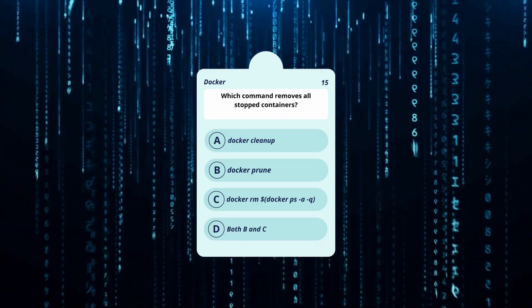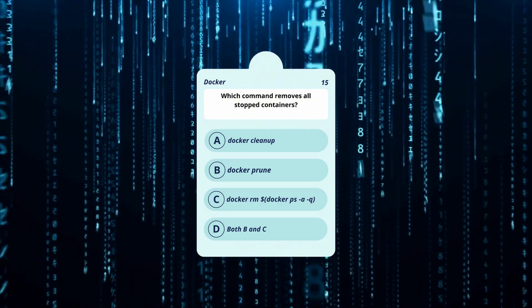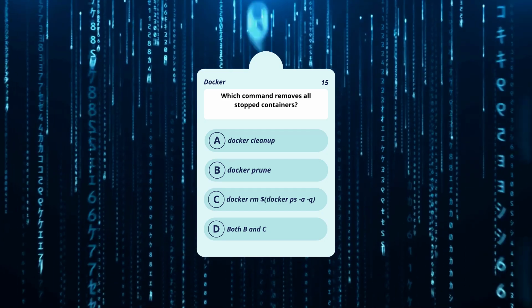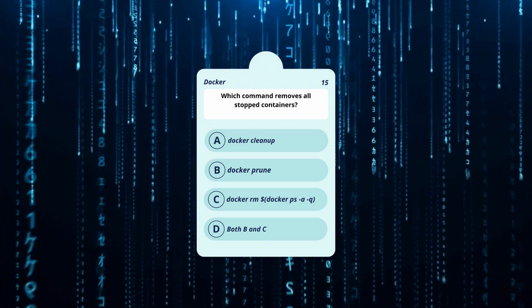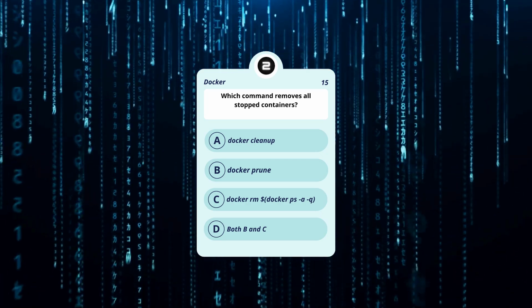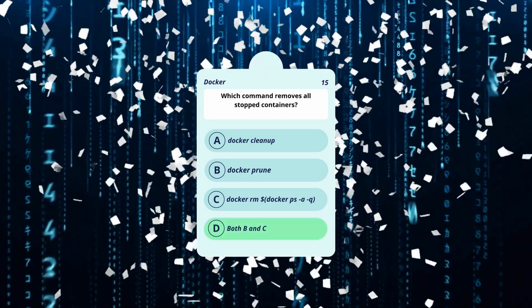Which command removes all stopped containers? A. docker cleanup. B. docker prune. C. docker rm $(docker ps -aq). D. Both B and C. Answer: D.